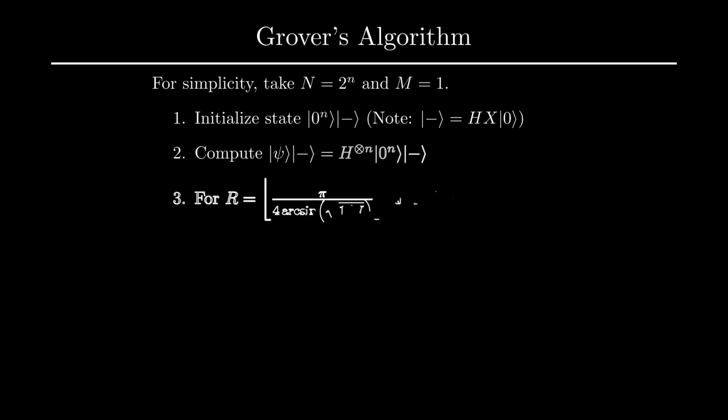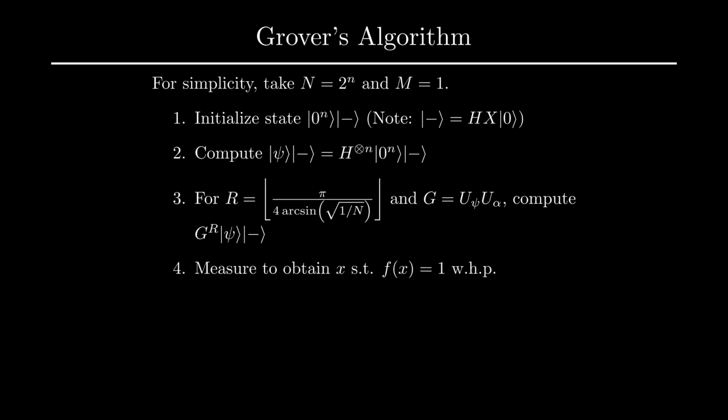For simplicity, I will assume that big N equals 2 to the little n and M equals 1, but you can always generalize it for other cases as well. We start with the state 0 to the n, minus. We then perform a Hadamard transform on all the qubits to get the state psi, minus. We then apply G to the r for r on the order of square root N. Lastly, we measure the first n qubits to sample a marked state with high probability.